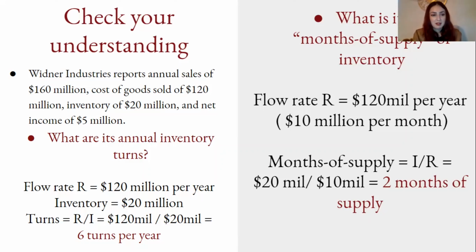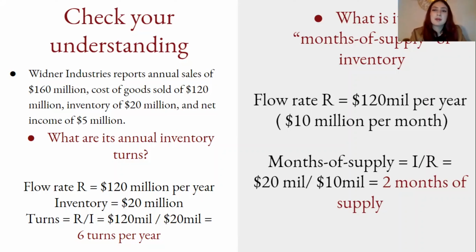So to find that, we're going to first find the flow rate, which is R. So that's going to be 120 million per year. We're going to find our inventory, which is stated in the question, is 20 million. So we're going to do our turns formula again. So that's going to be R divided by I. So 120 million divided by 20 million, that's going to give us 6 turns per year.